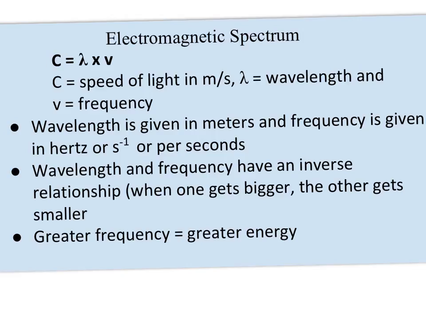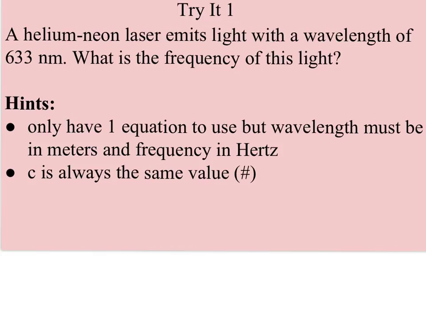So in order for this to work, since speed of light is given in meters per second, that means your wavelength has to be in meters and your frequency has to be in hertz or per seconds. Also, you should realize that when frequency increases, energy increases. So I've got a couple examples here for you to work through to finish up this video.